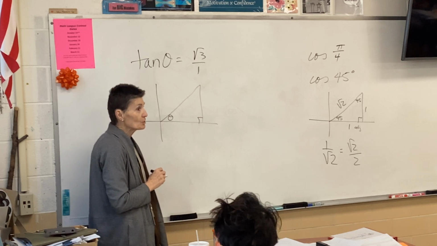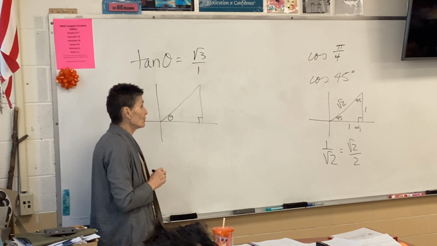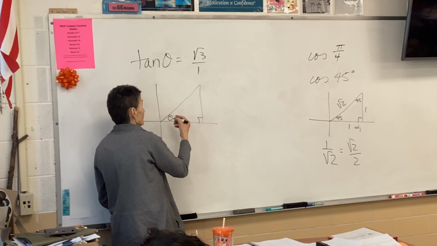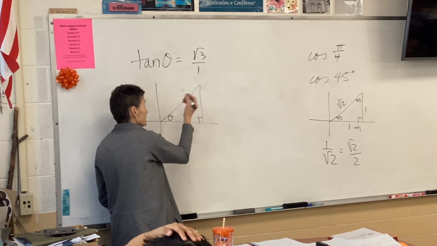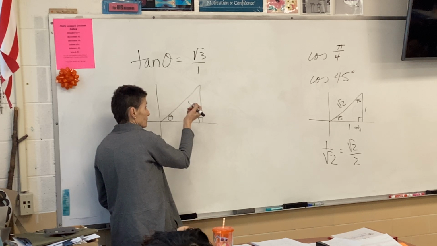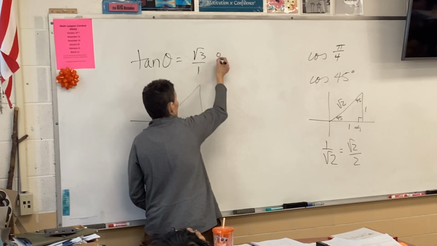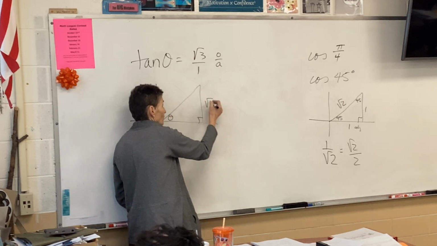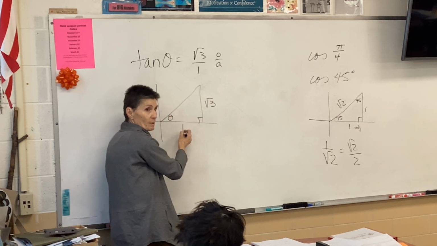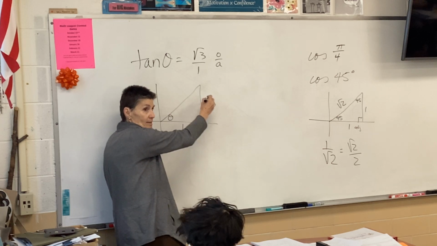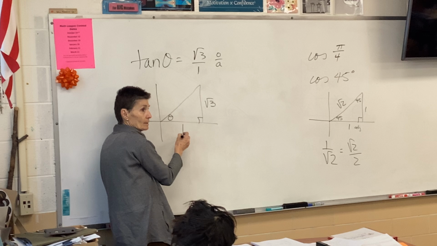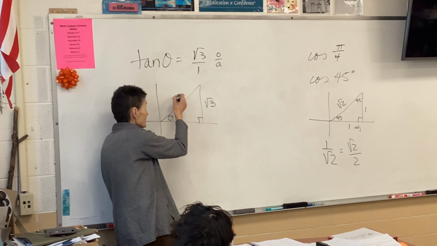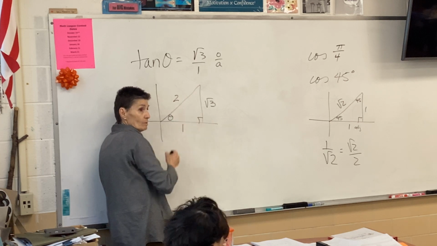Now, if the tangent is root 3 over 1, what do I know about my triangle? What's tangent? Opposite over adjacent, right? So this would be the square root of 3, and this would be 1. Opposite, adjacent. And I recognize those numbers. Those are on my orange sheet. So this guy up here is a 2.